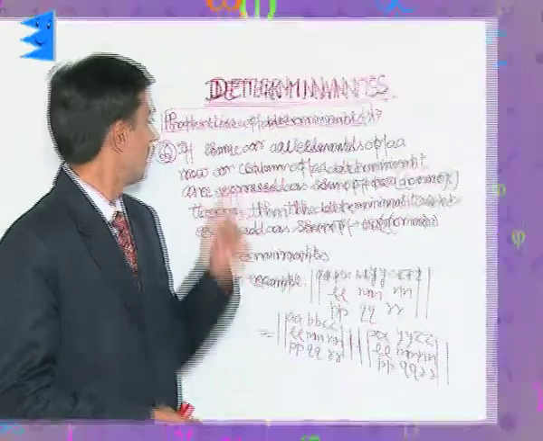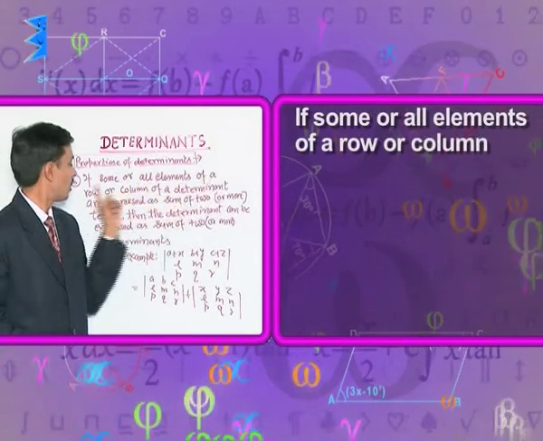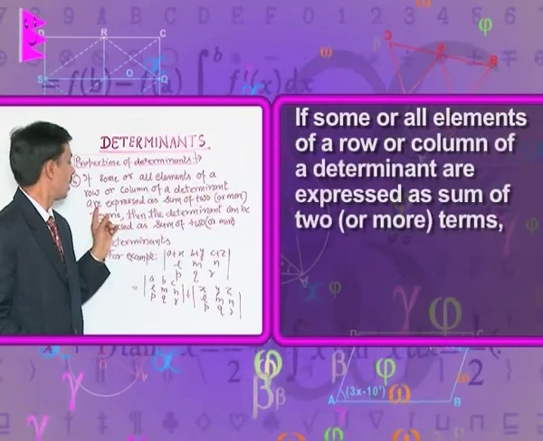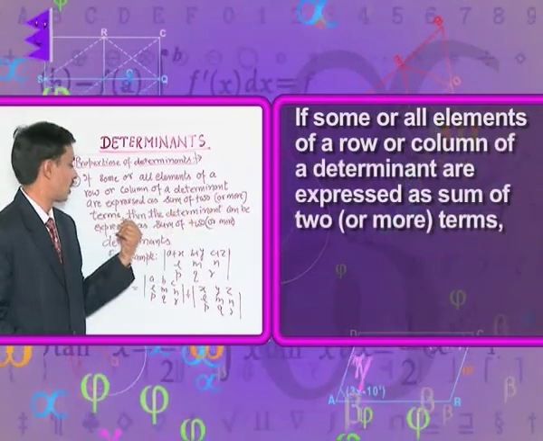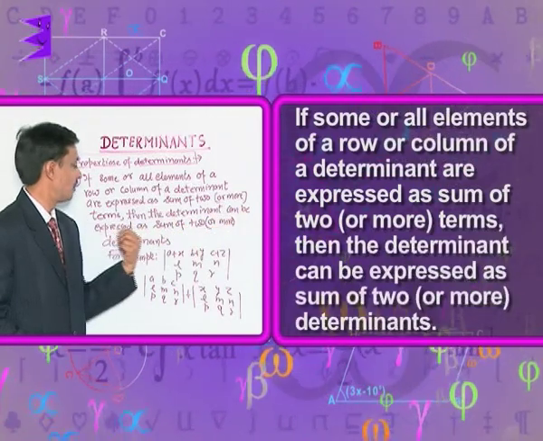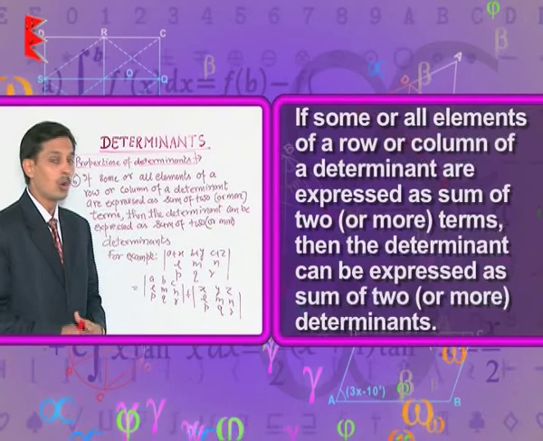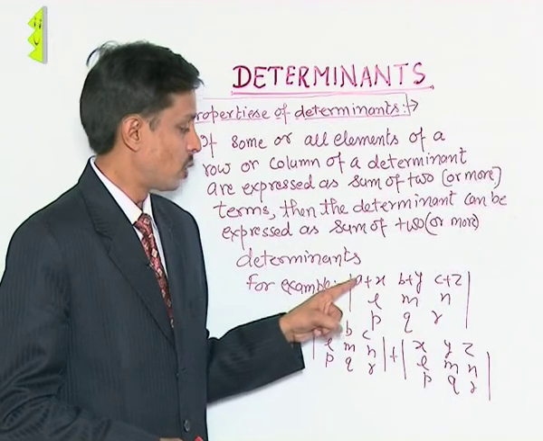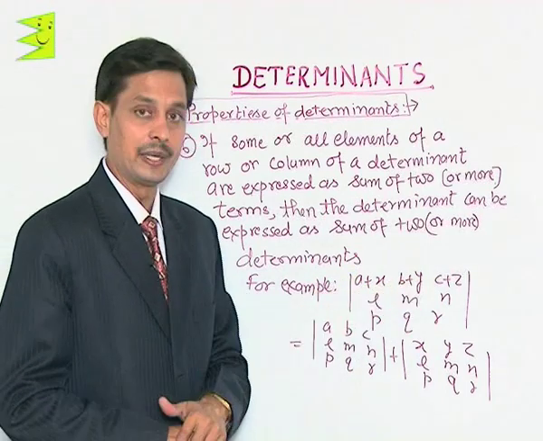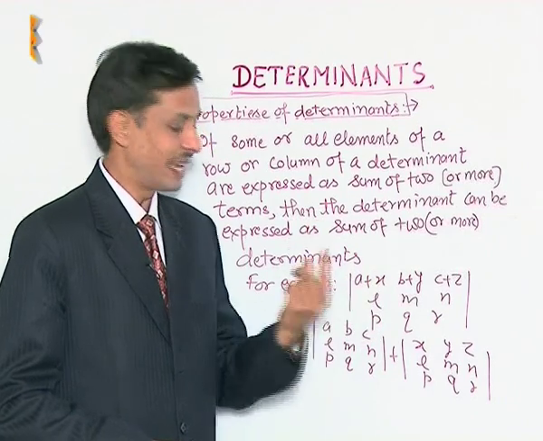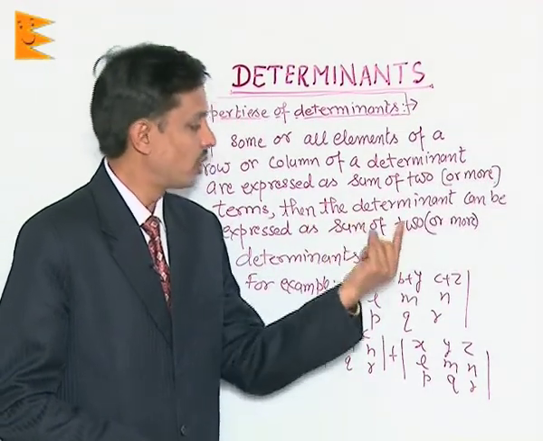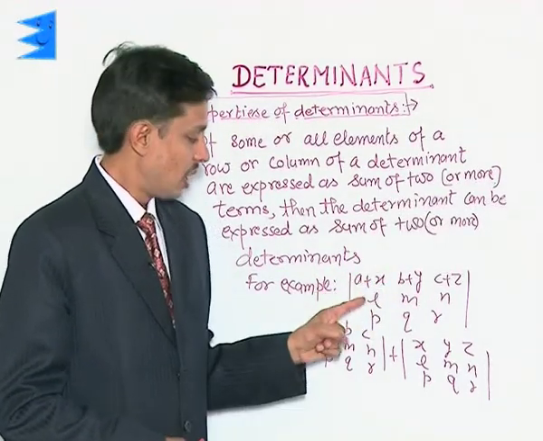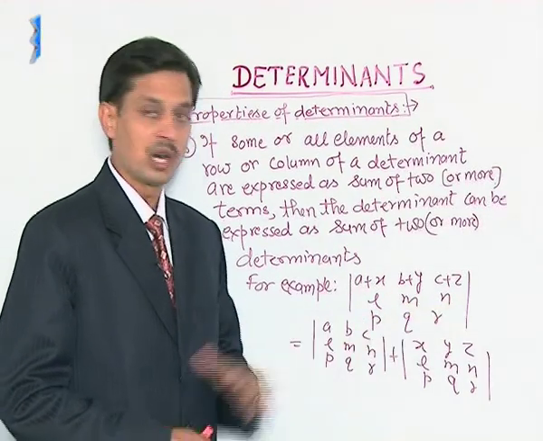If some or all elements of two or more columns of a determinant are expressed as the sum of two or more terms, then the determinant can be expressed as the sum of two or more determinants. For example, if the first row is a plus x, b plus y, c plus z, it means that each element of the first row is expressible in two terms. The second row is l, m, n and the third is p, q, r.